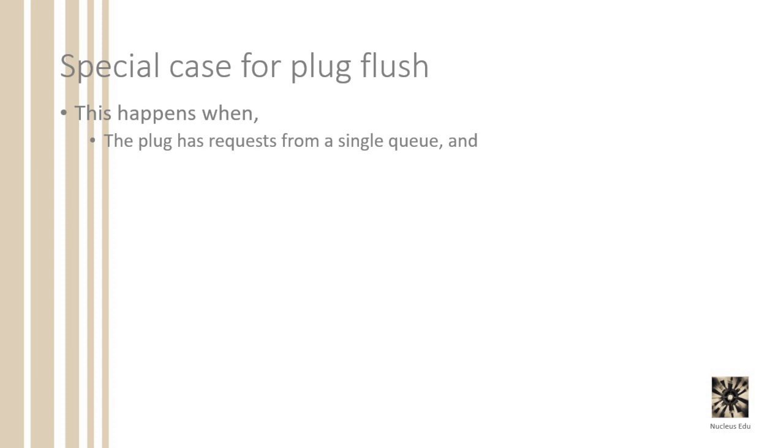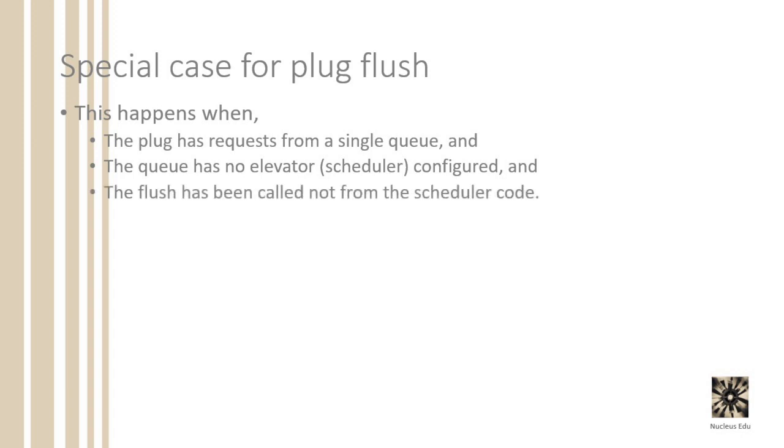For this special case to happen, three conditions have to be true at once. First of all, the plug has requests from a single queue. Remember that I mentioned that since plugging depends on the caller, the requests added to the plug could be meant for different queues. In that case, this special case would not be true, and we will move on to submitting the request to the software queue. But when the plug requests are from a single queue, the first condition is true. The next condition is that the queue has to have no elevator configured, and the third is that the flush has to be called not from the scheduler code.